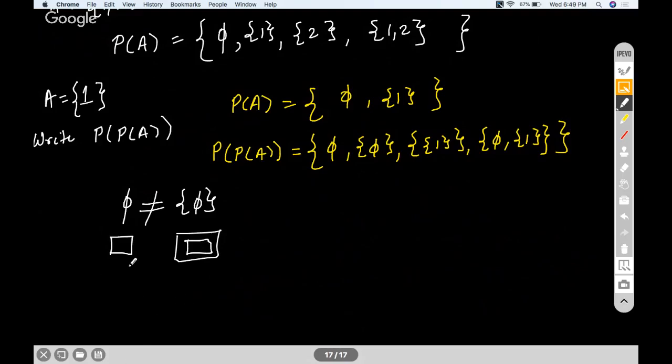Are you getting it? Please note couple of things. Set containing 1 and a set containing the set 1, please note they are two different things. They are not the same. Here, this is a set which contains 1 as the element, and this is a set which contains set 1 as its element. Okay. Are you getting this point?